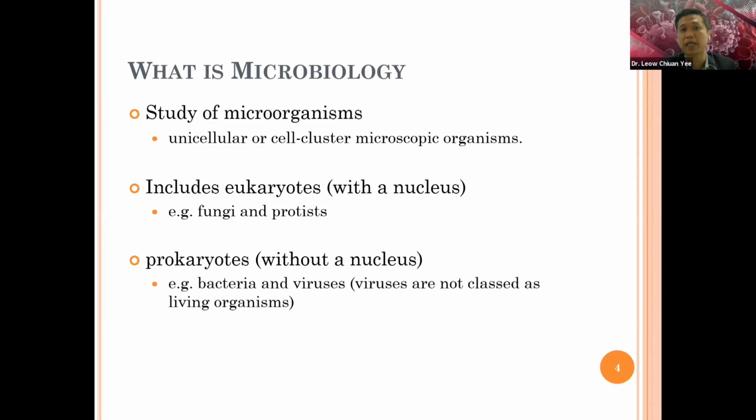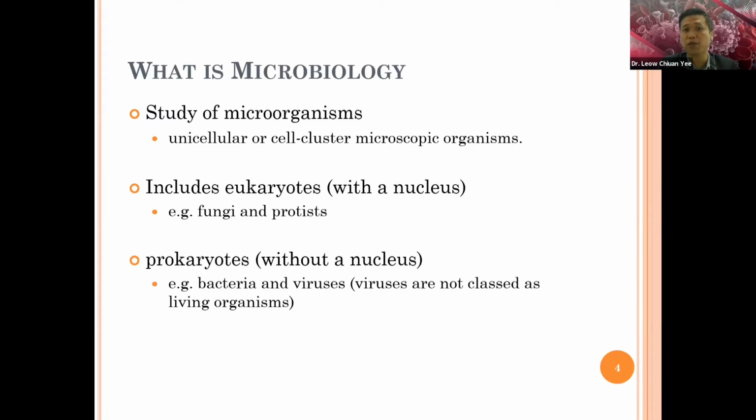We study microorganisms to understand the unicellular, which means they are only a single cell, or those grouped as a cell cluster of microscopic organisms. For example, bacteria are considered unicellular, but parasites are considered multicellular organisms. They also include some eukaryotes among the microbes, for example, fungus and protists. I will show you some photos or images on this later.